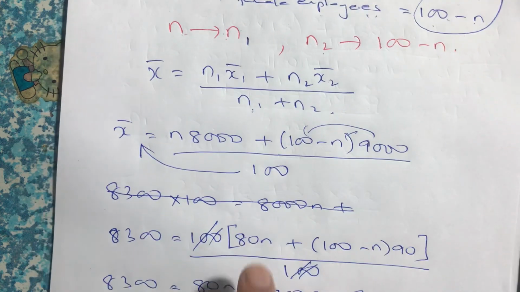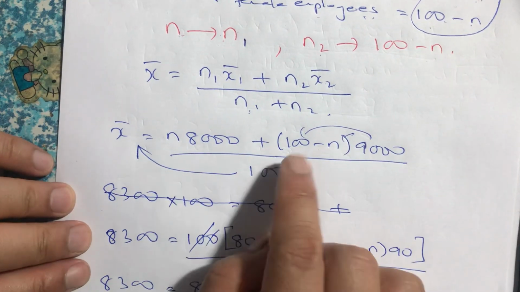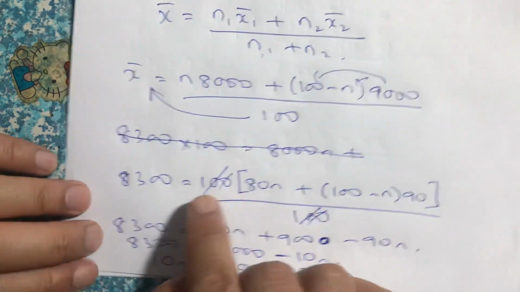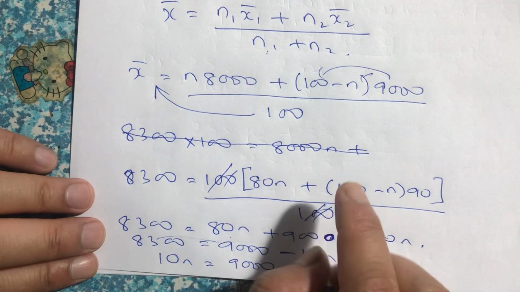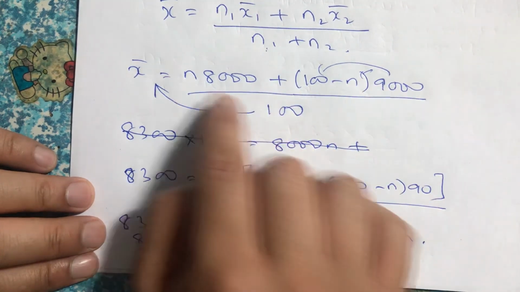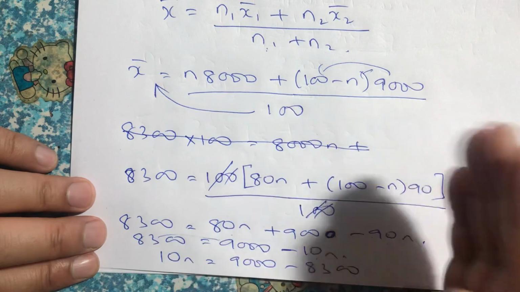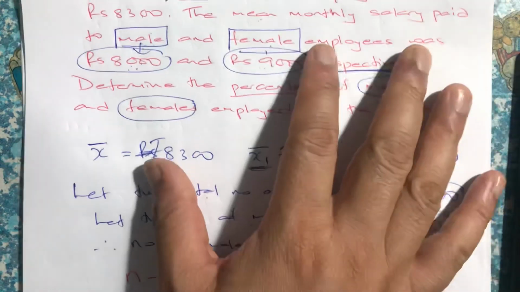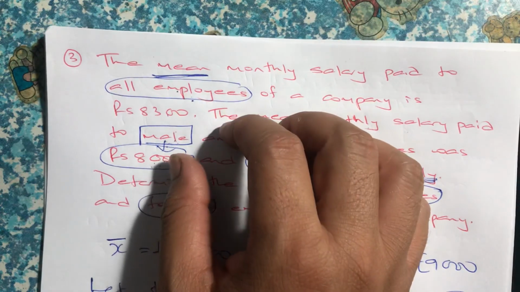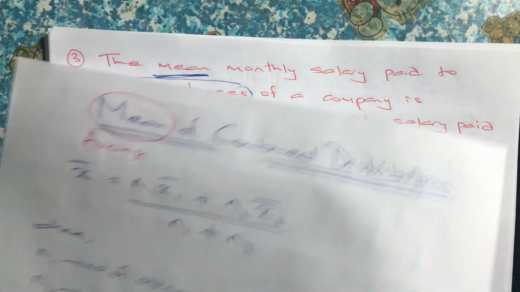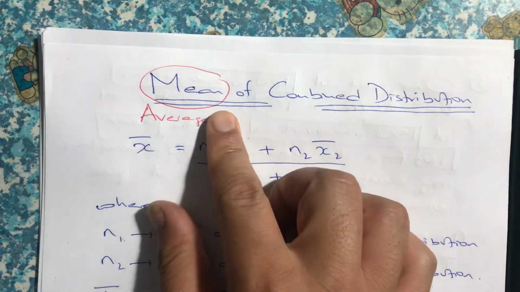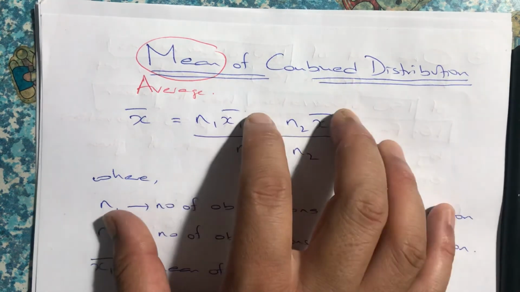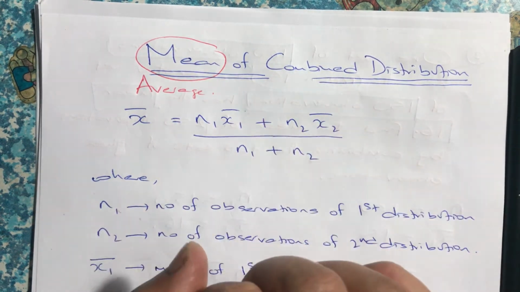If you feel you don't want to take common, or you found the common part confusing, then you simply open the bracket and cross multiply, and you can do that kind of calculation also. So that is how we solve this type of question. That is the entire thing about your mean of combined distribution, and that is how we solve questions based on mean of combined distribution.